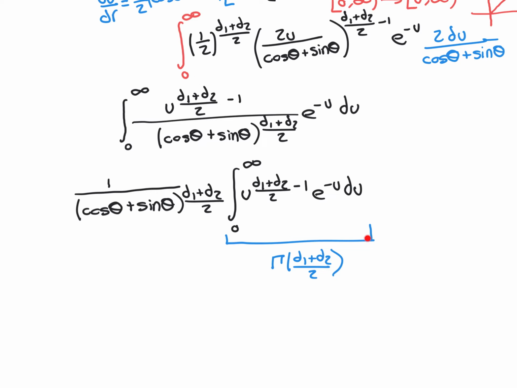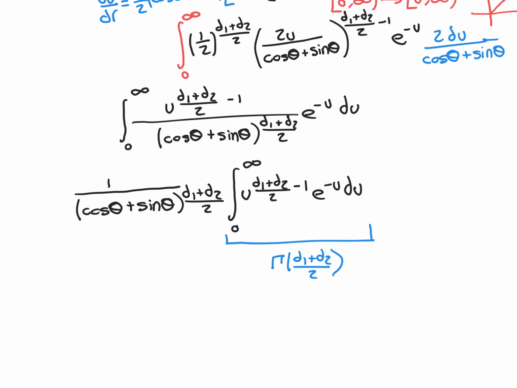Well, by definition, this is a gamma function. The gamma function, gamma of alpha, is defined to be the integral from 0 to infinity of u to the power of alpha minus 1 times e to the negative u du. So this is gamma, where this is our alpha. So it's gamma of (d1 plus d2)/2.